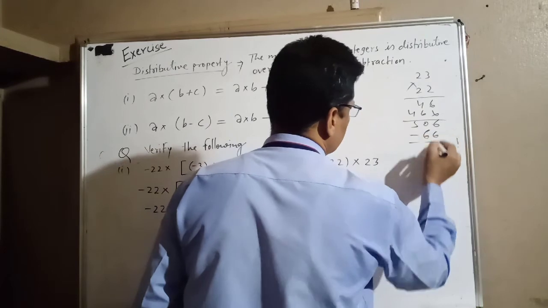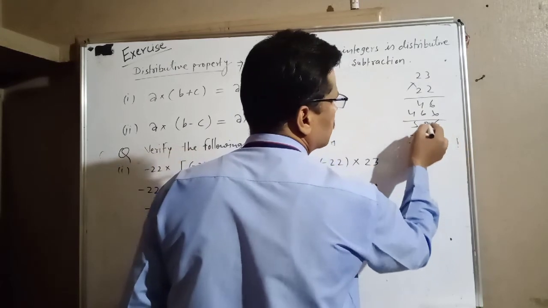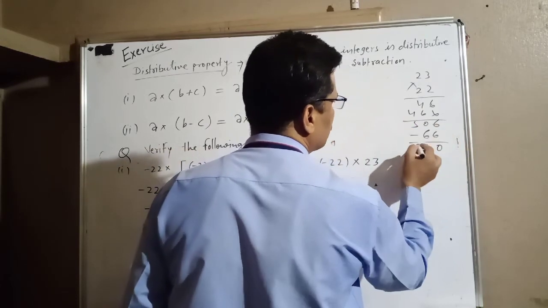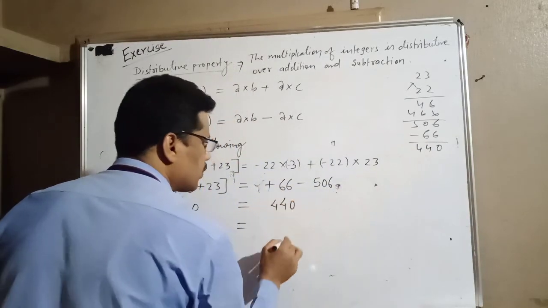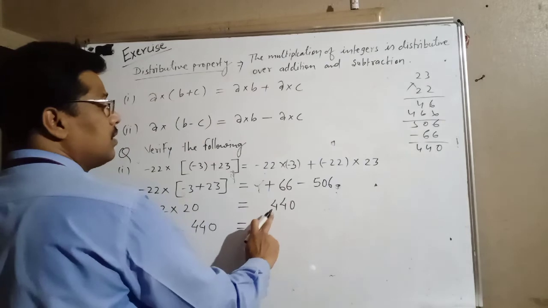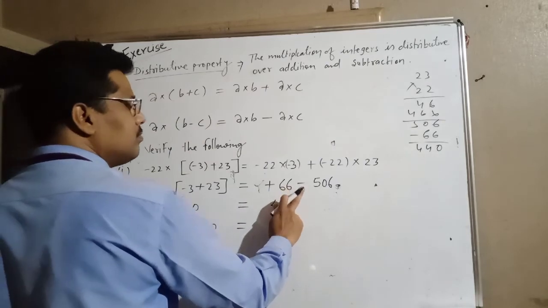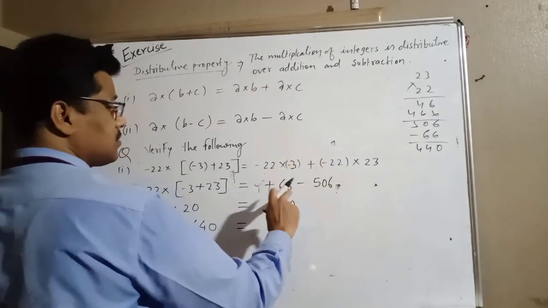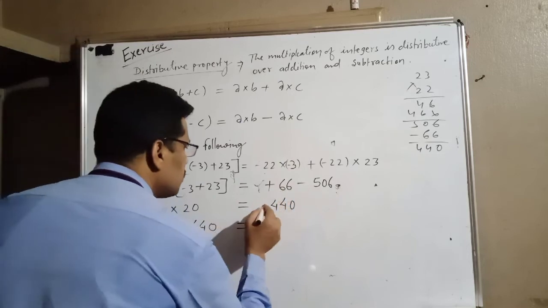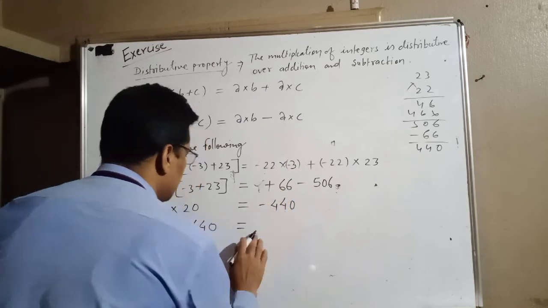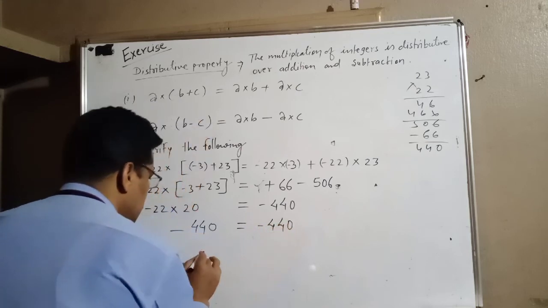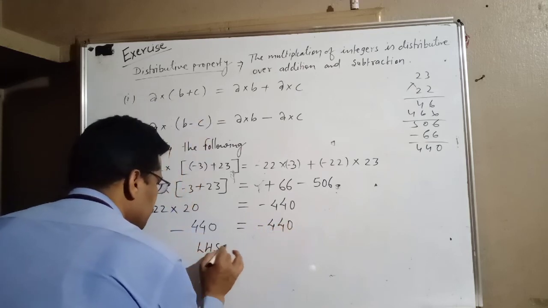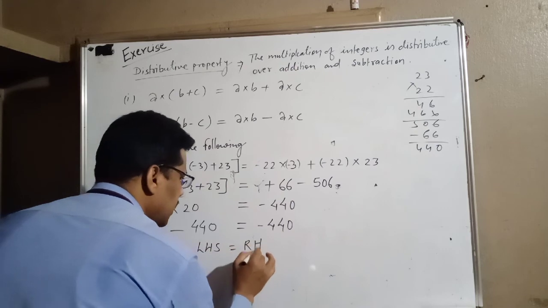If you subtract 6 from 60? Now 6 from 10, you get 4. Here 4, we got 440. 440. What is the sign of 440? It will be minus. Why will it be minus? Because minus 506 is greater. Very good. Now here we can write 440, and here we can write left hand side is equal to right hand side.